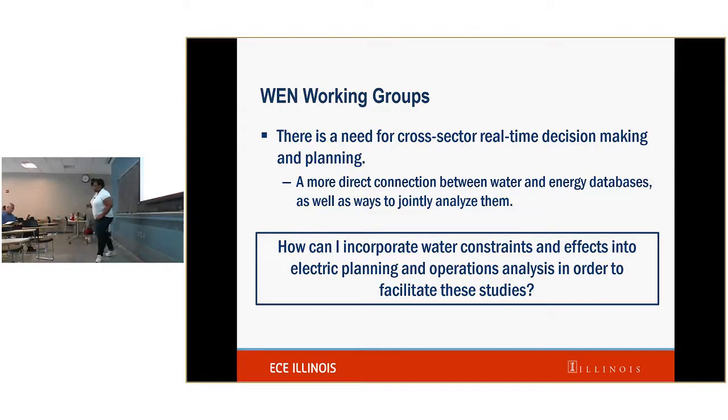In the last 5-10 years, there have been a lot of water-energy nexus groups doing research. The key conclusion a lot of them reach is that there's not enough cross-sector power system analysis. There's water data, there's electric data, but not much is being done to combine those two for cross-sector studies. My work will be looking at how I can incorporate water constraints and effects into electric grid planning and operation analysis.